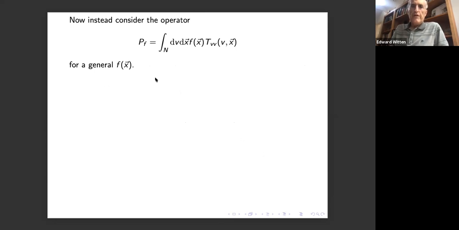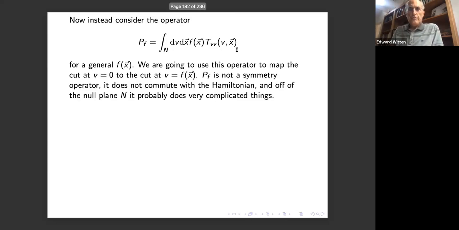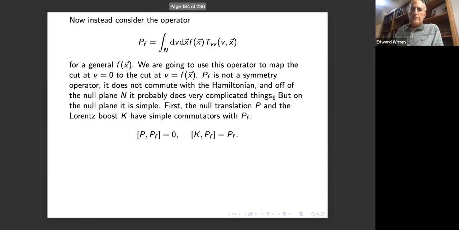Now take a general F of X and let P sub F be this more generalized version of the null translation operator. We're going to use it to map the cut at V equals zero to the cut at V equals F. P sub F isn't a symmetry operator, it doesn't commute with the Hamiltonian. Off of the null plane N, it probably does very complicated things. But on the null plane, it's simple.